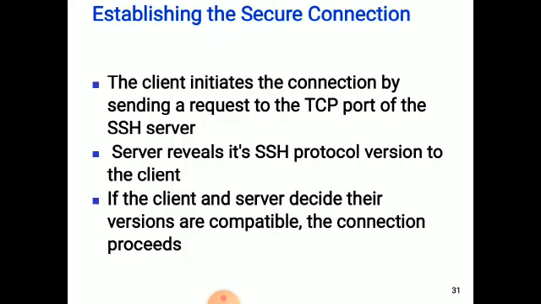So first one is establishing the secure connection. How it establishes the secure connection, we have seen in the introduction. The client initiates the connection by sending a request to the TCP port of the SSH server. So SSH should be configured on both systems, that is client and server. The server reveals its SSH protocol version to the client. If the client and server decide their versions are compatible, then the connection proceeds.